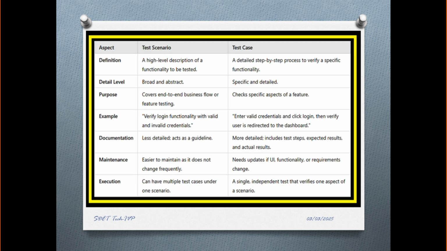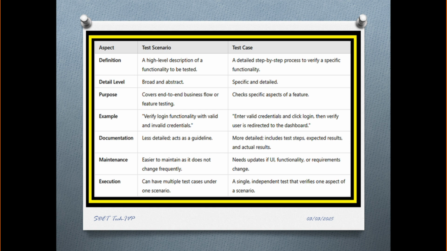In the definition, a test scenario is a high-level description of the functionality to be tested, and a test case is a detailed step-by-step process to verify the specific functionality. A test scenario is broad and abstract, while a test case is specific and detailed. The purpose of test scenarios is to cover end-to-end business flow for feature testing, while test cases check specific aspects of the feature. For example, in a test scenario you just write: verify login functionality with valid and invalid credentials. But in the test case you have to write down the exact steps: enter valid credentials, click on the login button, and verify the user is redirected to the dashboard or XYZ page.